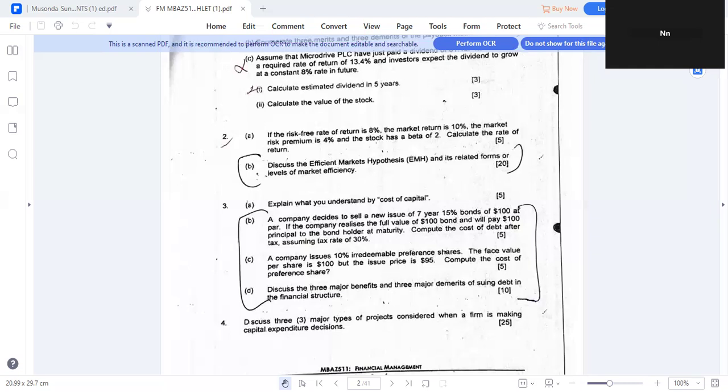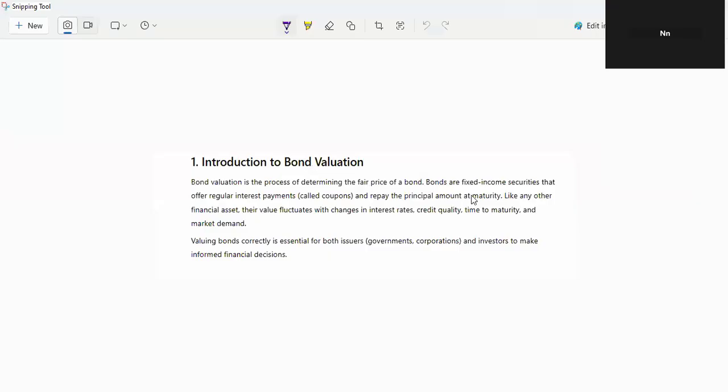So when you're dealing with bond valuation, we're actually looking at the process of determining the fair price of a bond. Bonds are fixed income securities. They offer regular interest payments, which are called coupons, and they repay the principal amount at maturity, like any other financial asset. Their value will fluctuate.